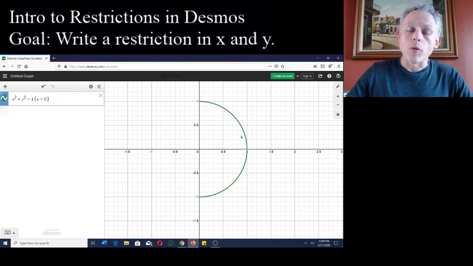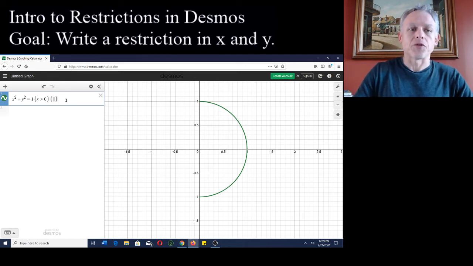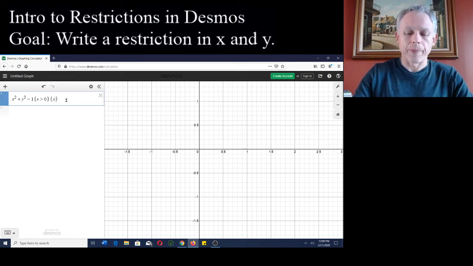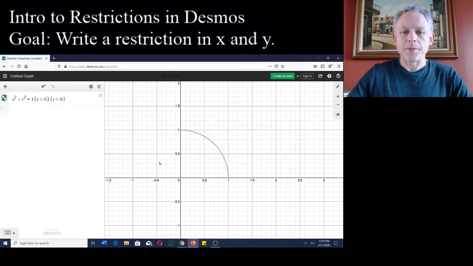What do we know about quadrant 1? We know that in quadrant 1, the y-coordinate is also positive. So we're going to add another restriction that tells Desmos, only graph this when y is positive. All we have to do is add another restriction right next to the other restriction and type in y is greater than 0. And there you go. Easy peasy.